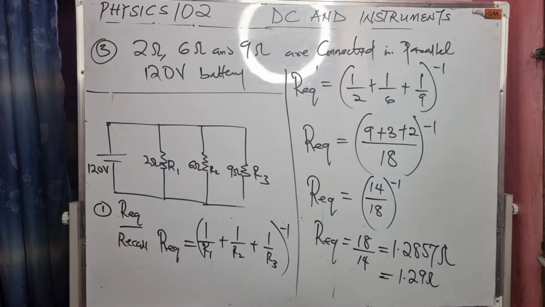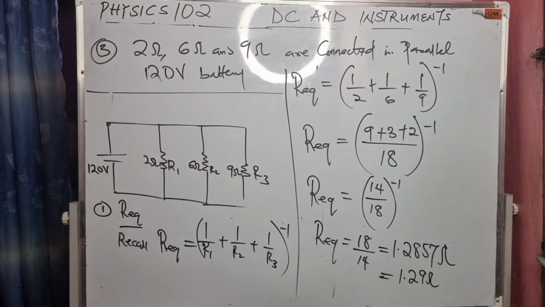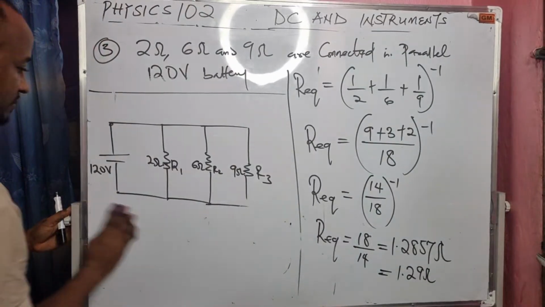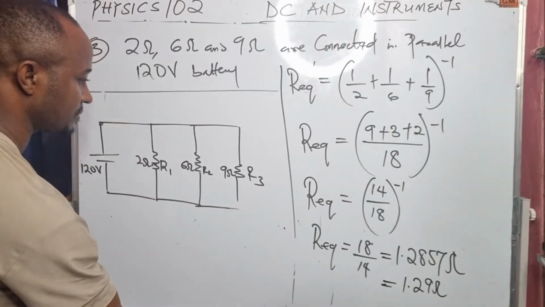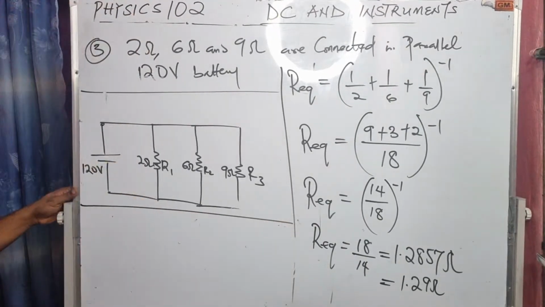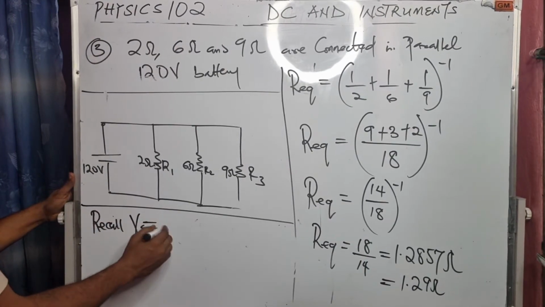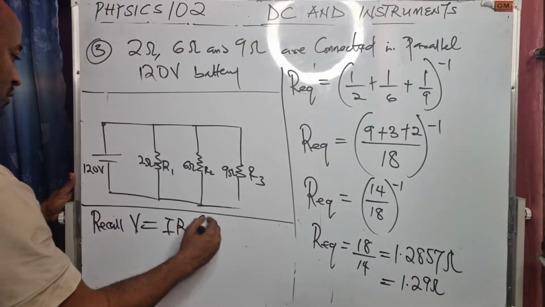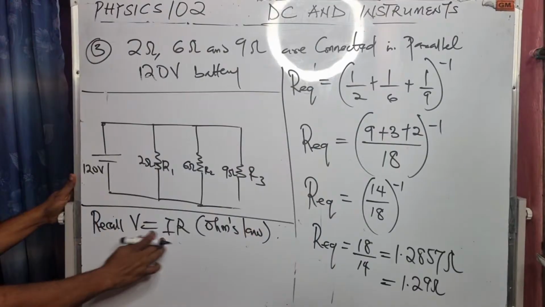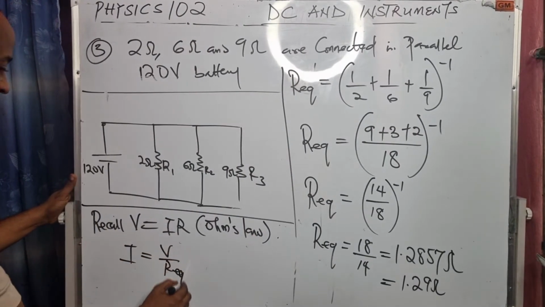But we are now asked to find the current that flows through each of the resistors. Now, how do we find the current that flows through each of these resistors? Recall that voltage equals IR. That is from Ohm's law, right? If V equals IR, that means my current is equal to V over R equivalent, right?